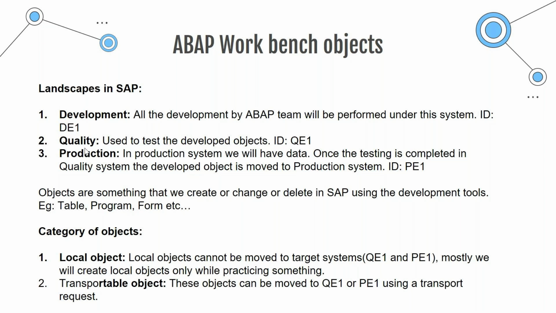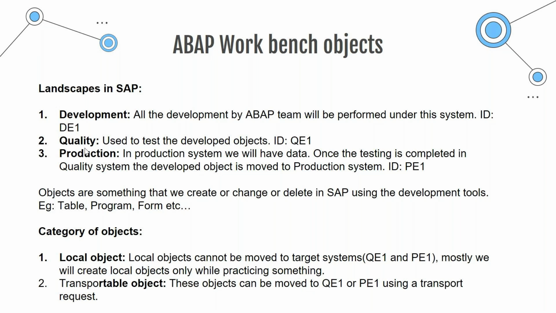Once the object reaches production system, your job is done. That's where your cycle ends. Once the object moves to production system, the ABAP cycle ends. We are no more responsible for it. Okay, that's it. Now, what does production system mean?